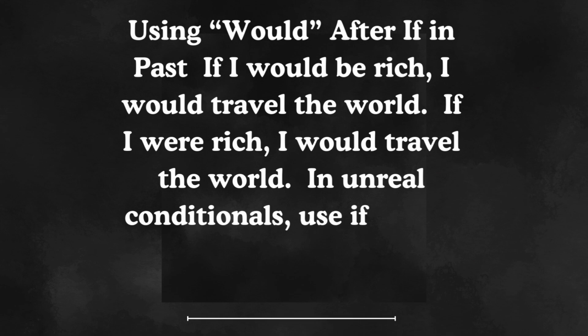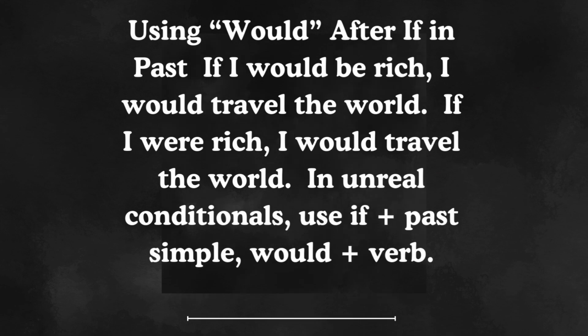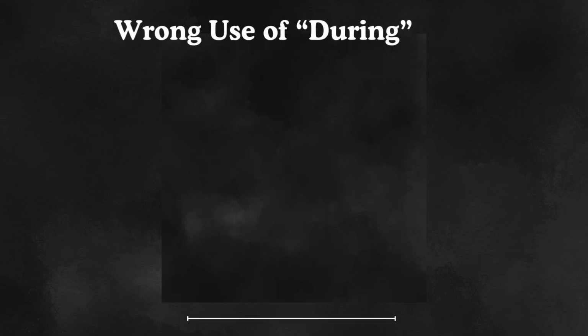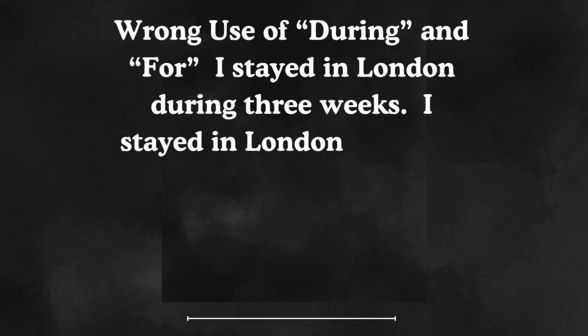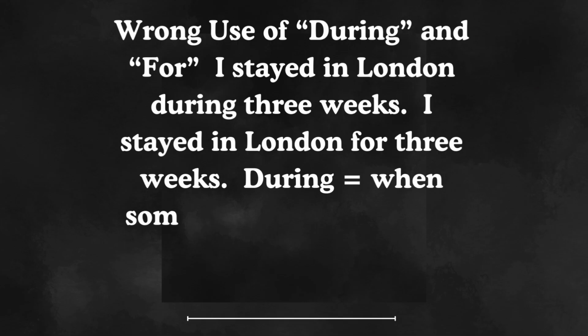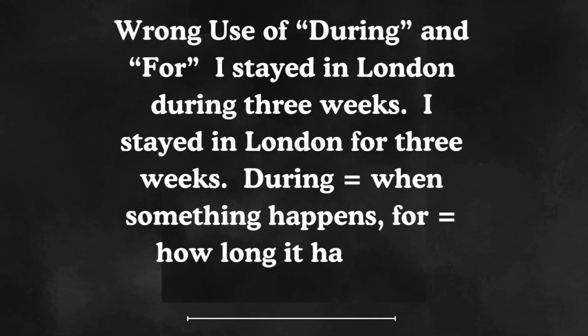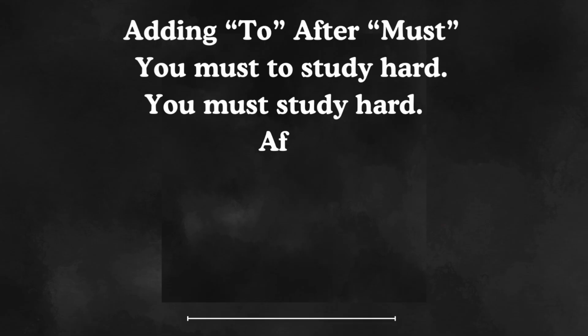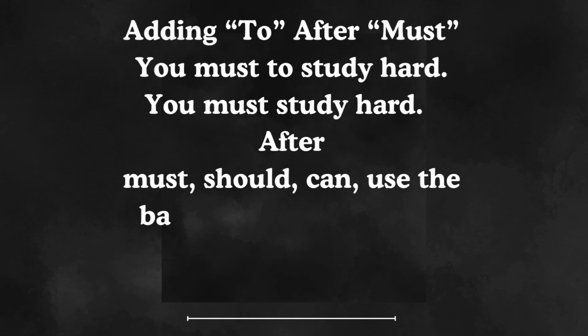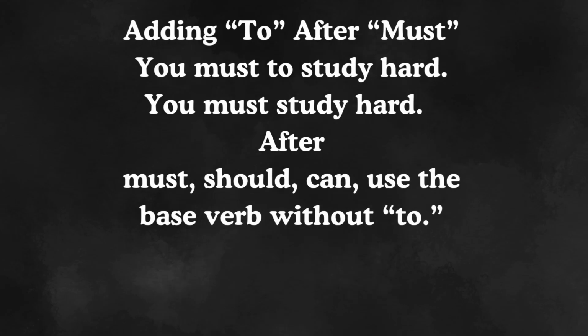In unreal conditionals, use if plus past simple, would plus verb. Wrong use of during and for. I stayed in London during 3 weeks. I stayed in London for 3 weeks. During equals when something happens, for equals how long it happens. Adding to after must. You must study hard. After must, should, can, use the base verb without to.